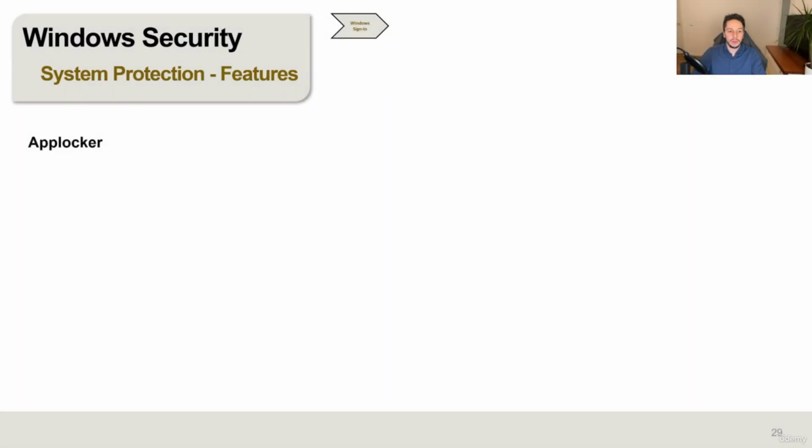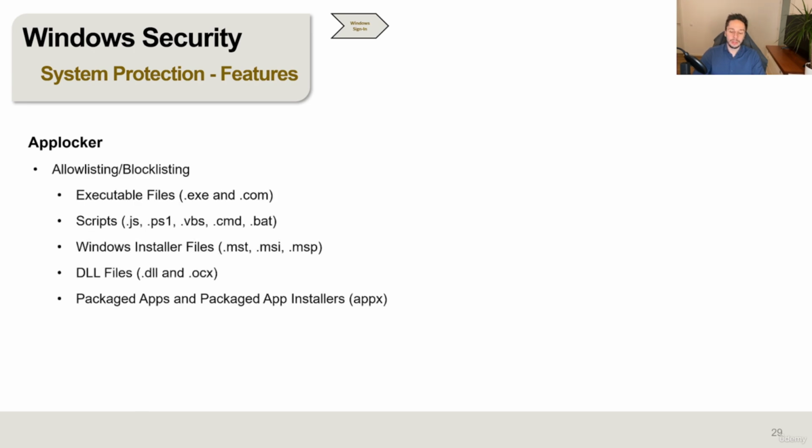So let's take a look, for example, at that AppLocker feature. AppLocker, as I said, is for allow listing or block listing, but of course use it in allow listing mode. It can allow list executable files, scripts, Windows Installer files, DLL files, and packaged apps and packaged app installers. Those packaged apps and installers are actually that bloatware we were talking about in the chapter about the Enterprise LTSC version of Windows 10, which is missing this kind of bloatware.